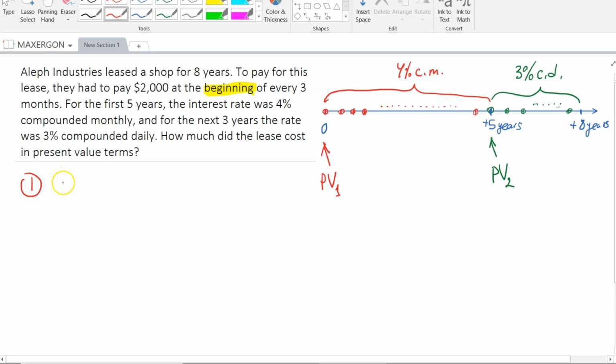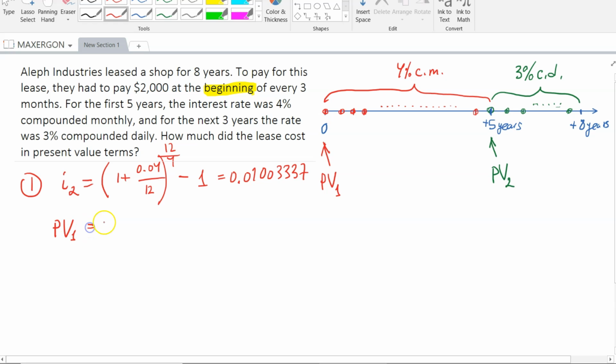In the beginning, we need to convert the rate. We'll be finding I2. I2 is found in the following way. It's 1 plus 0.04 divided by 12 because the rate is compounded monthly. The exponent is 12 over 4 because we need to convert this monthly compounded rate to a quarterly compounded rate, which corresponds to the payment frequency, minus 1. I2 is thus equal to 0.010033337.